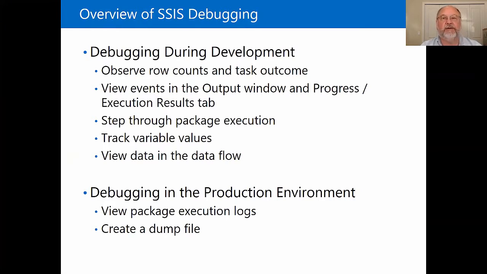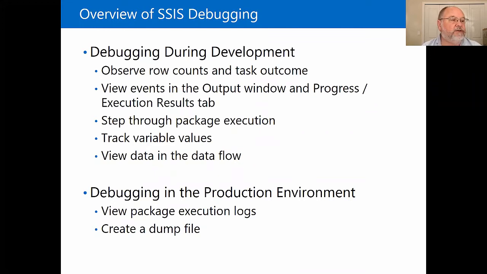We'll talk later about what to do about troubleshooting things that happen during runtime, but for this we're talking just about the development environment. There's several things that can happen. First of all, you can check and see the number of rows that have come through in the data flow path. So you can look in the data flow tab and check how many rows are coming from one task to another, and often that will be a red flag.